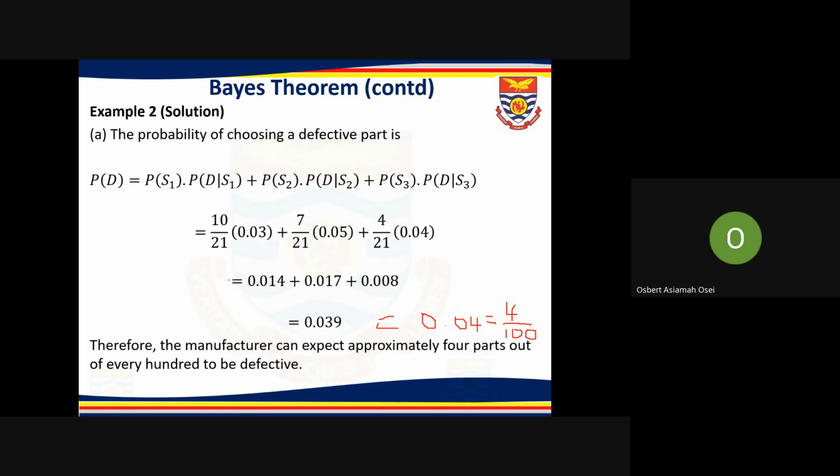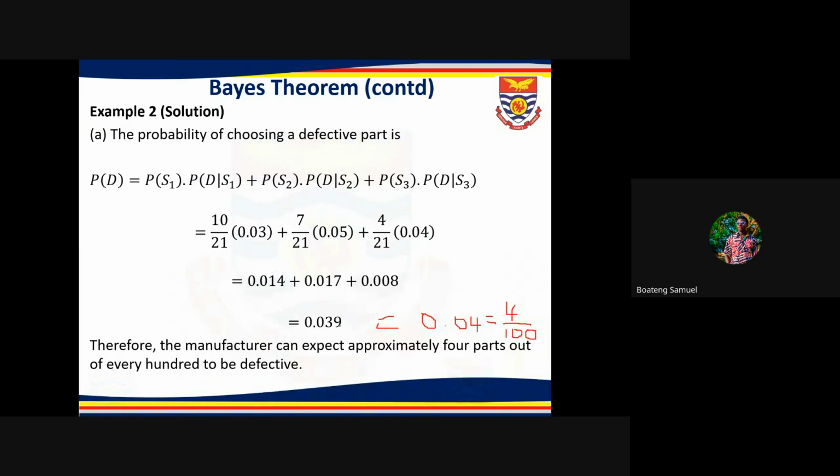Please, do we get the probability of choosing a defective part? Yes, sir. Does anyone have a question? Yes, sir. Yes. Let's look at your question.